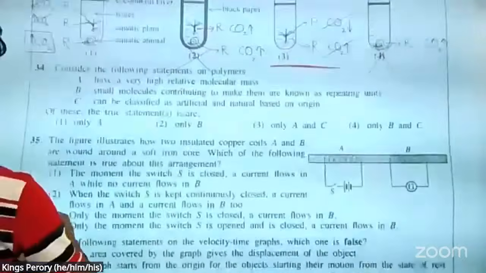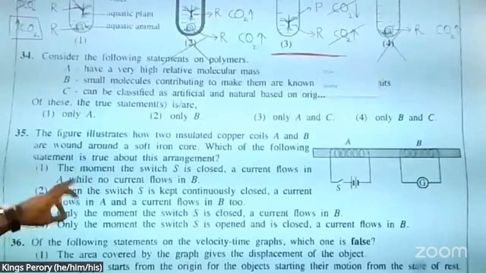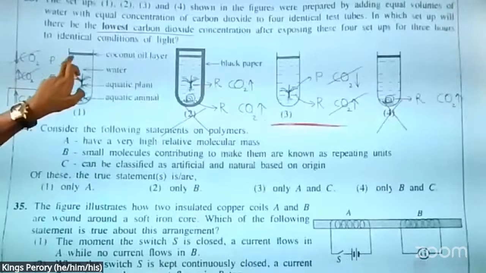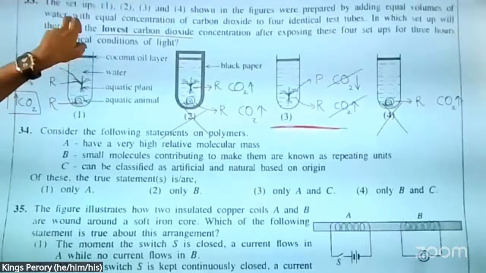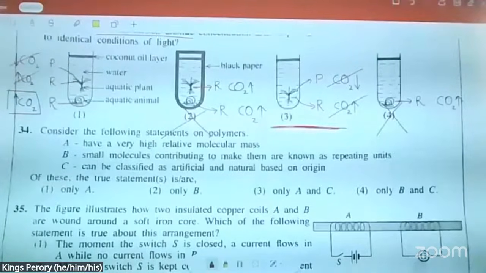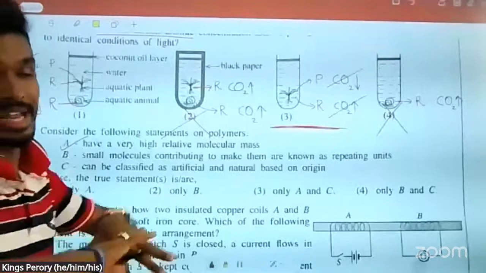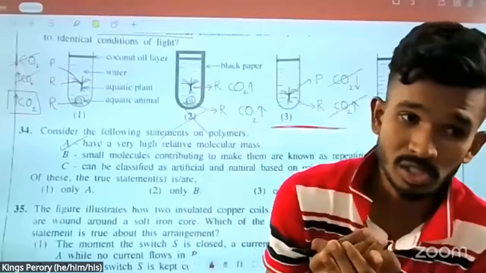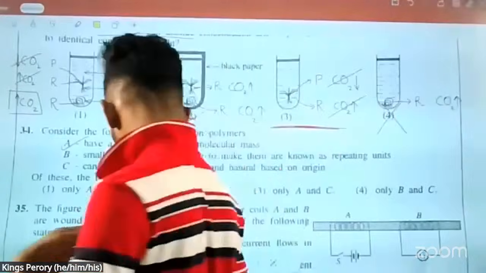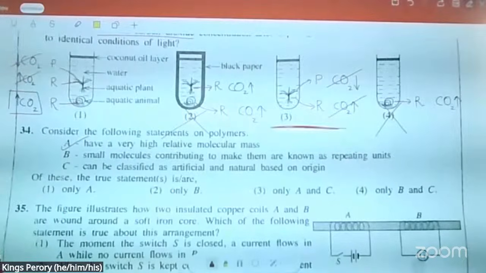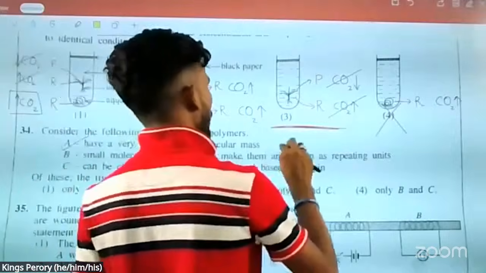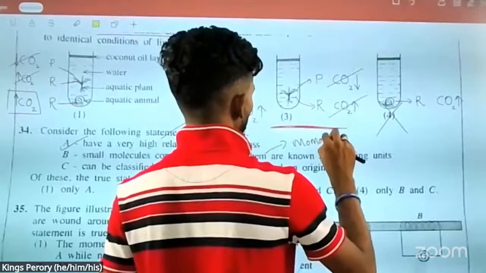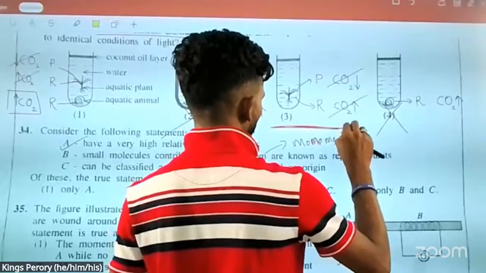Hard, right? Question 34. Consider the following statements on polymers. If you have done hydrocarbons, you can do this. Otherwise, you will face it a bit hard. A: They have a very high relative molecular mass. Of course, yes. Polymers are large molecules, so their relative molecular mass will also be high. B: Small molecules contributing to make them are called monomers.